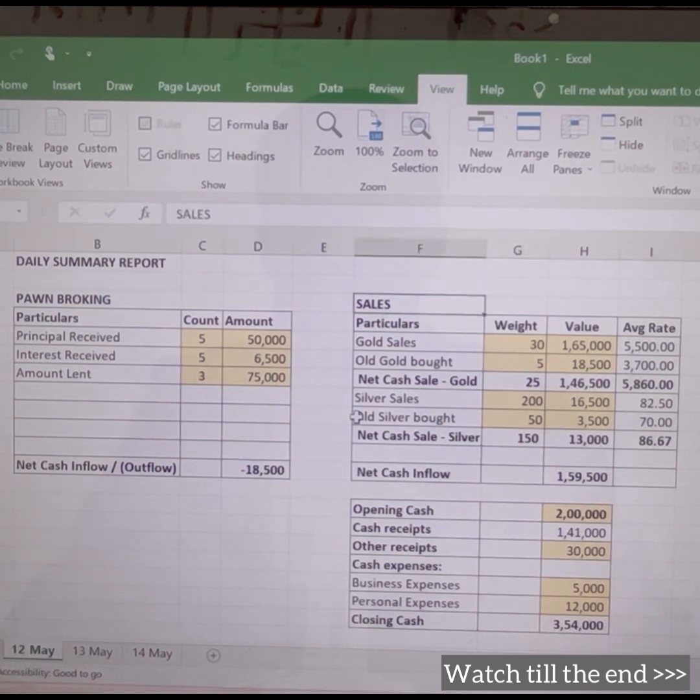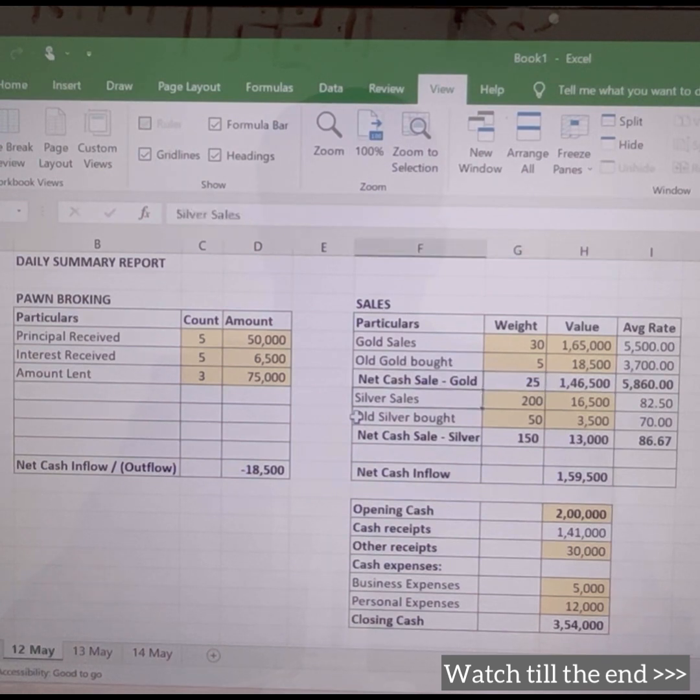Next, coming to the sale of jewelry, we will see metal wise. First is gold. What is the total gold sales during the day? The weight and the value. The average rate will be automatically calculated over here, right? And against which, what is the old gold that we have bought in exchange? That weight and value should be recorded here, and then we finally arrive at what is the net sale of gold in cash. So 30 minus 5, 25 grams of gold has been sold in cash, and the value.